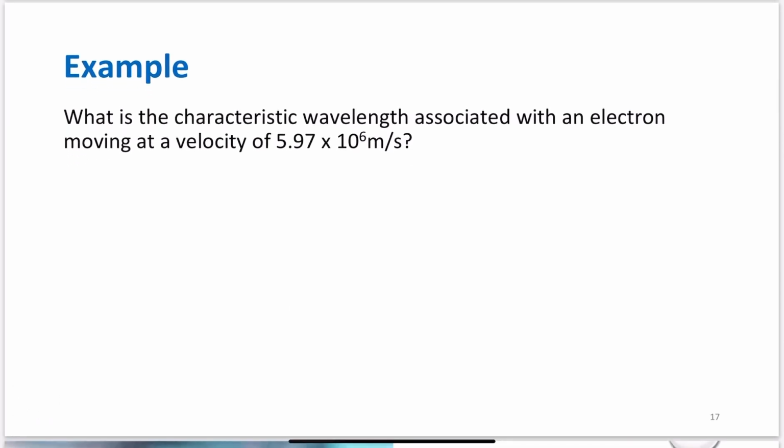So let's go ahead and do a calculation. What is the characteristic wavelength associated with an electron moving at a velocity of 5.97 times 10 to the 6th meters per second? You would be told the mass of an electron here. I didn't give it to you in the question because you can always look it up when you're doing practice. But if I gave this to you on an assessment, I would give you the mass of an electron. I do not expect you to remember it, okay? I only remember it because of the number it is. So mass of electron is 9.11 times 10 to the minus 31st kilograms.